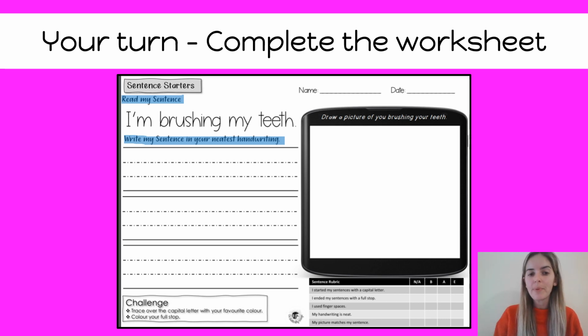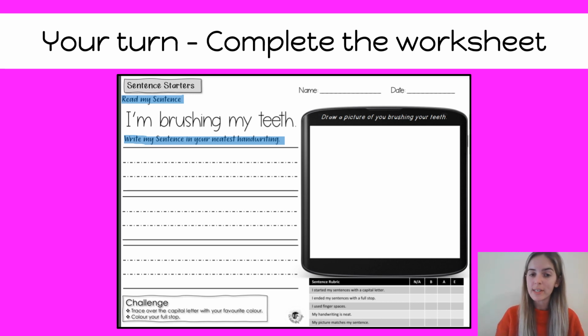So trying your best to keep all of the letters the same size and to make sure that your words and your sentence is on one line. So your sentence isn't going down and sloping to the side. It's not going up. You're really trying your best to keep it straight on one line.